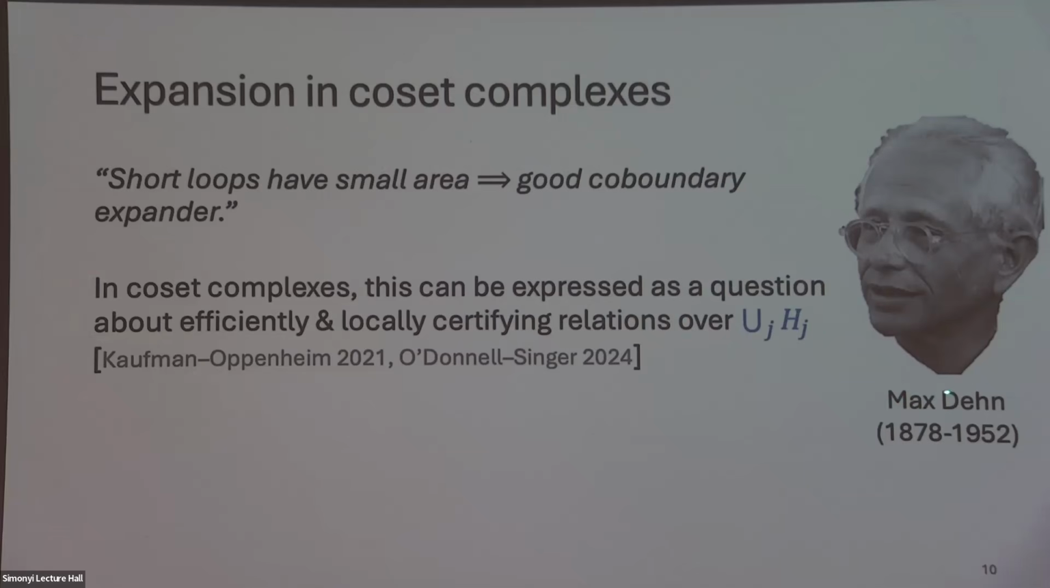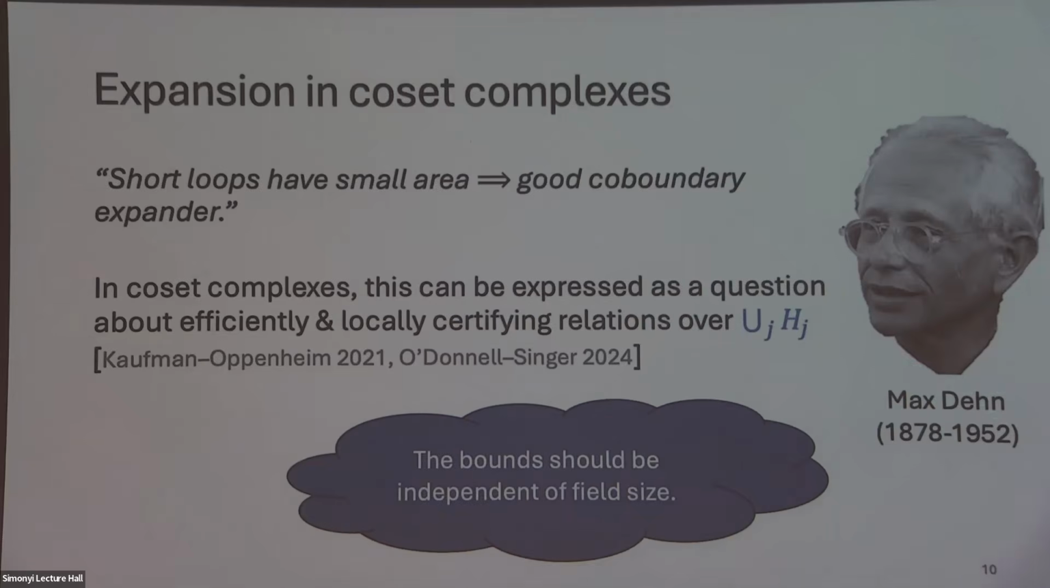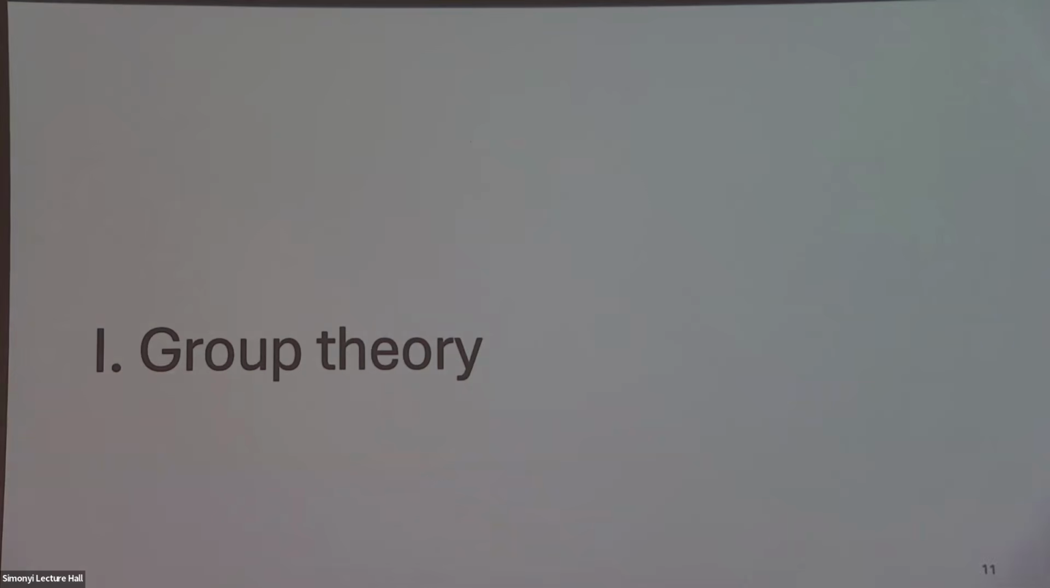So what I'm going to talk about for the remainder of the talk is this object called a Dehn function, informally. I want to emphasize that all of the bounds we get in this whole process should be independent of the field size. That's how we get a family of expanders that's growing and growing, but the expansion bounds are not deteriorating. Okay, so now I'm going to tell you some group theory, and maybe you're primed for it by the definitions I was making in the previous slides.